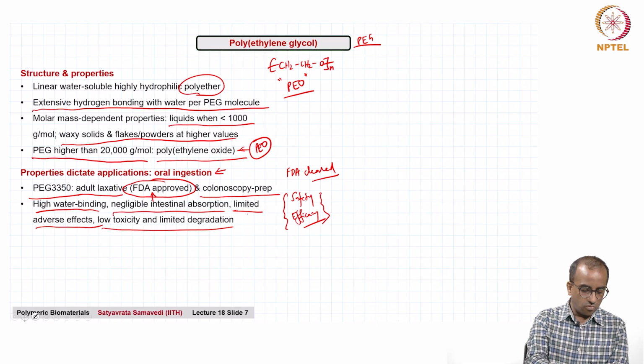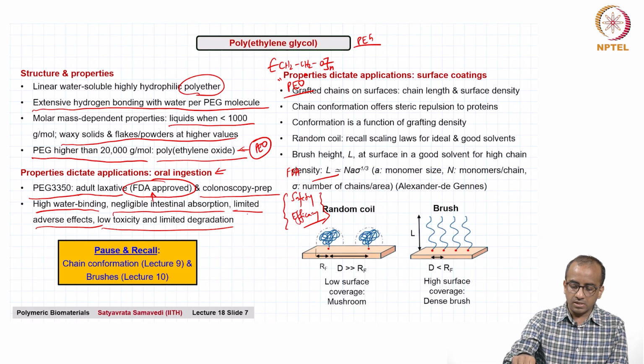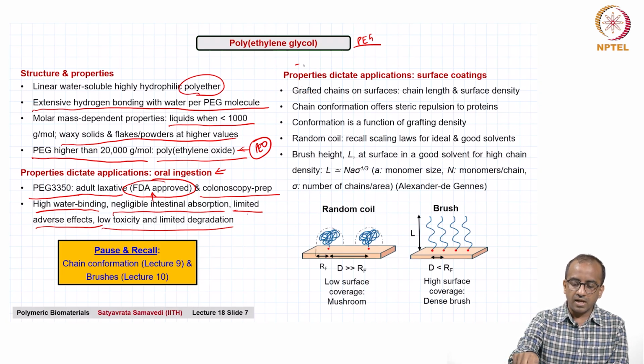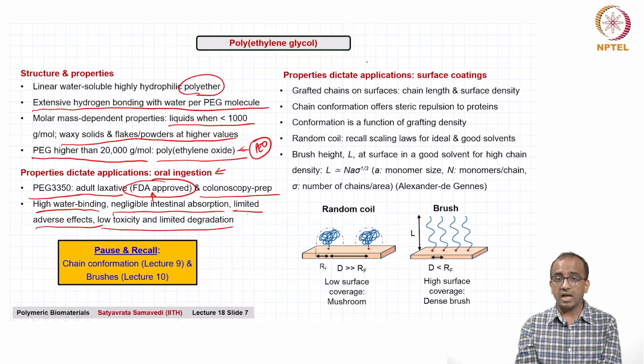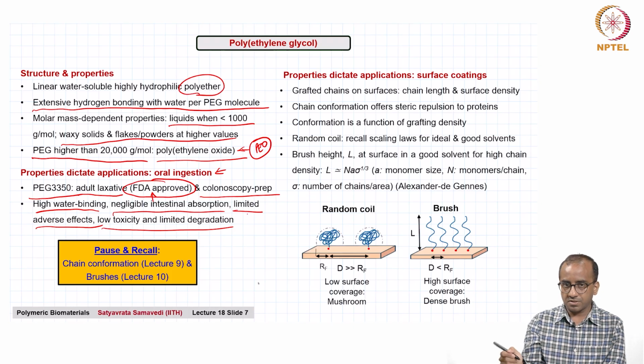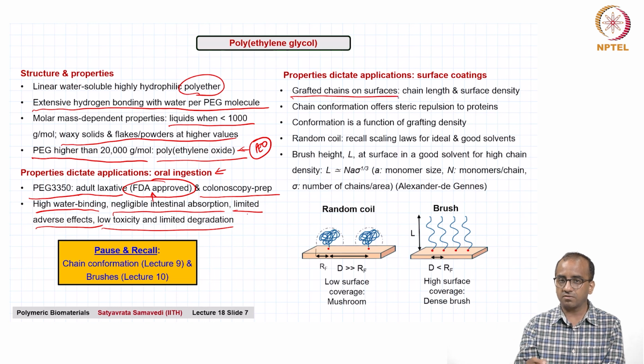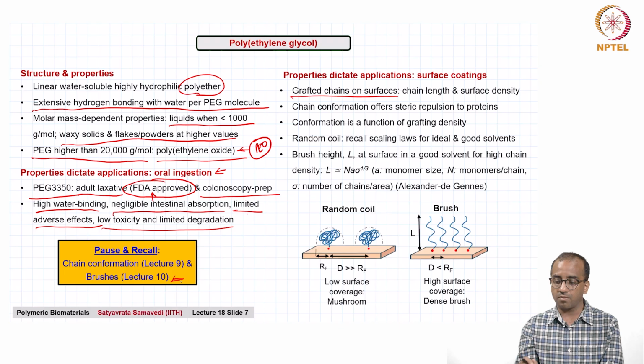Now, one very important application of PEG is its use as surface coatings and in anti-fouling applications. The way PEG is used in such applications for surface coatings is as grafted chains on surfaces. If you recall our earlier lecture, lecture 10, you will remember that we have looked at brushes as being one type of polymer architecture. So, that would be a good place to go back and refer if you want some more details on what we are talking about here.